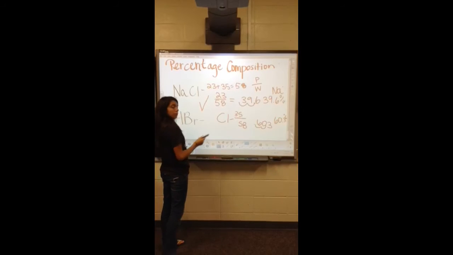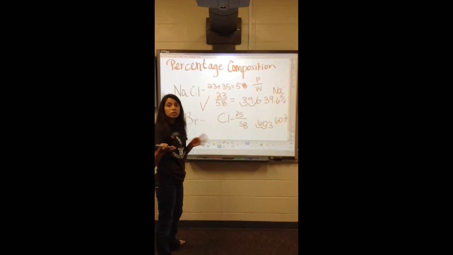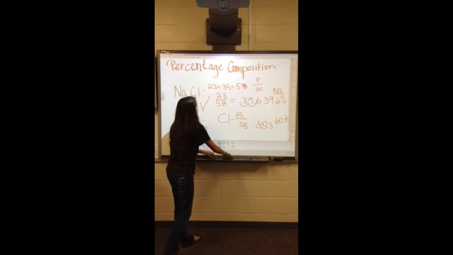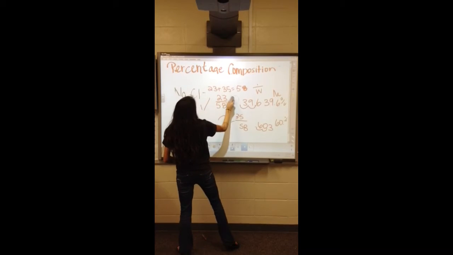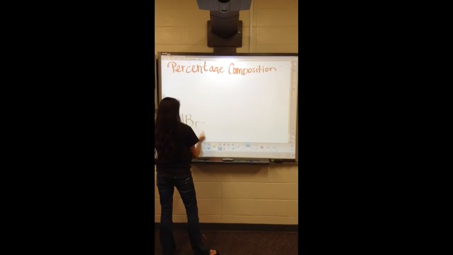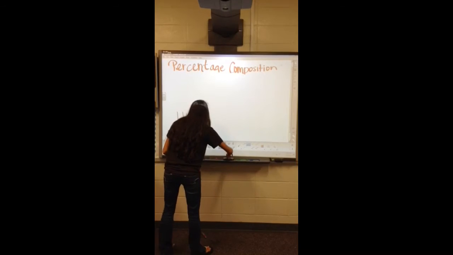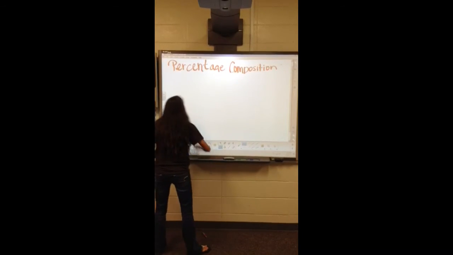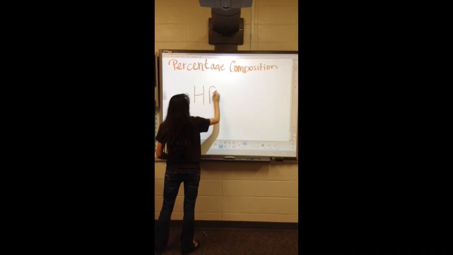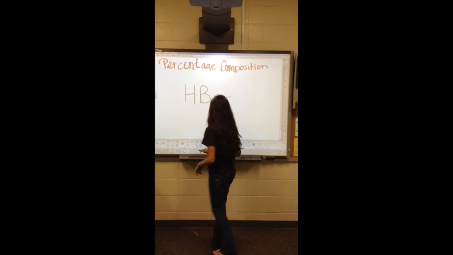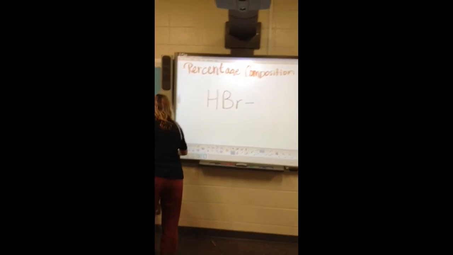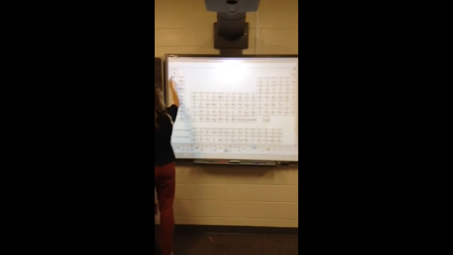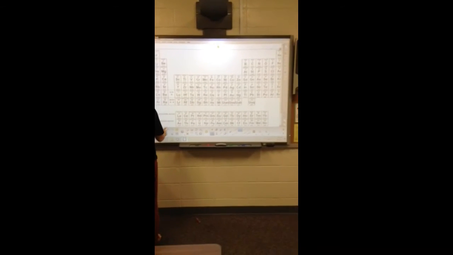So, I'm going to put up an equation on the board, and I'm going to let you find the percent. Okay? So, let me erase this. And I'm going to give you HBr. And you just flip right here to get back to the periodic table to find your weights. Okay. H is 1.0, which is 1.